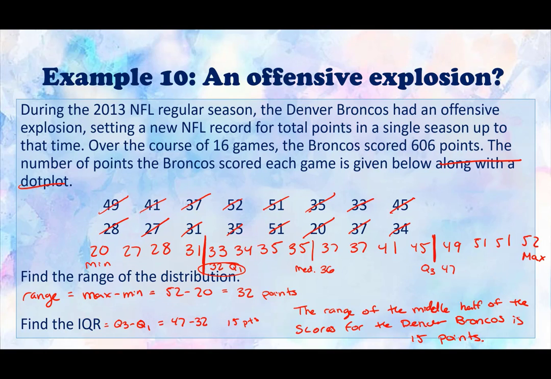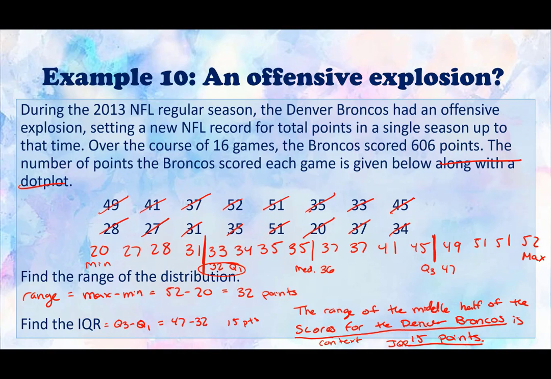And this is interpreting the IQR in context of the question. So what you can actually do, if you have to interpret this for another set of data, is underline the words that will change, but you can basically use the same sentence format. So the range of the middle half of the context for the Denver Broncos is your IQR. So this is going to be the IQR, and this is going to be the context. Everything else that isn't underlined can stay the same. And hopefully this will give you a good sentence frame to be able to interpret the IQR in the future.